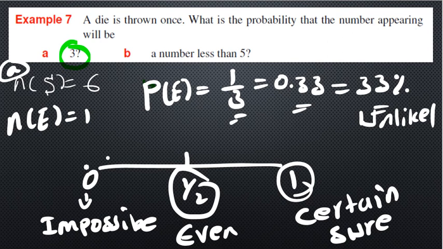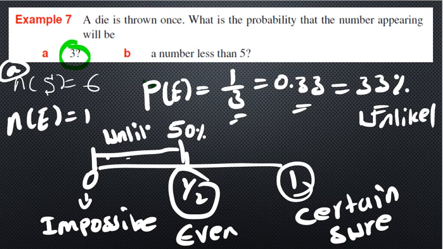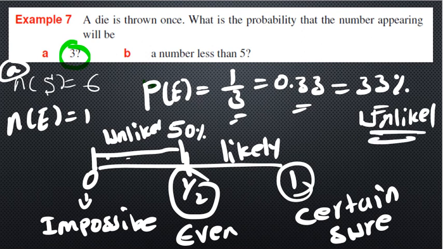If the probability of an event is between 0 and 1 over 2, or less than 50%, and by the way, 1 over 2 means 50%, which in percentage we can say is 50% or 0.5. If it is less than 50%, we call it unlikely. If it is between 1 over 2 and 1, it is likely, like most probably. So the probability of observing a number 3 is unlikely, because it is 33%. That is the answer for A.